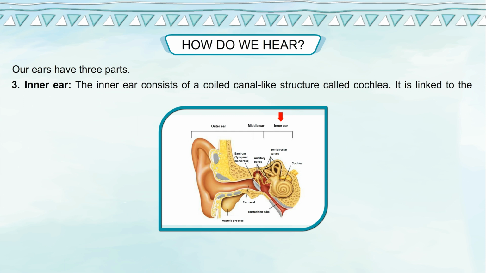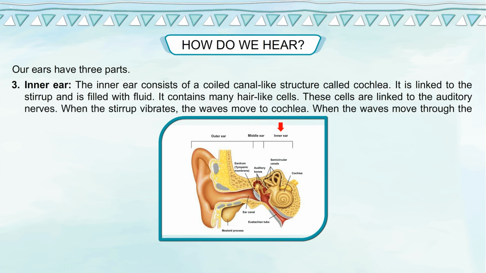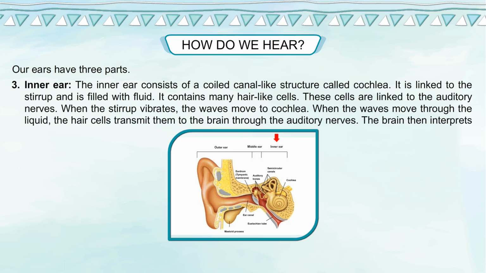Inner ear. The inner ear consists of a coiled canal-like structure called cochlea. It is linked to the stirrup and is filled with fluid. It contains many hair-like cells. These cells are linked to the auditory nerves. When the stirrup vibrates, the waves move to cochlea. When the waves move through the liquid, the hair cells transmit them to the brain through the auditory nerves. The brain then interprets the sound.